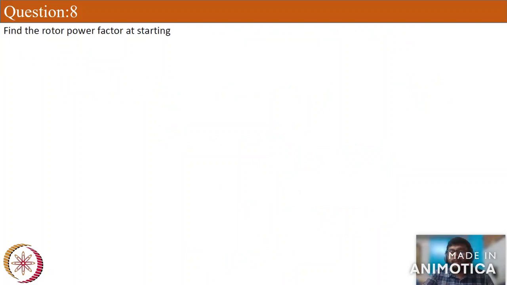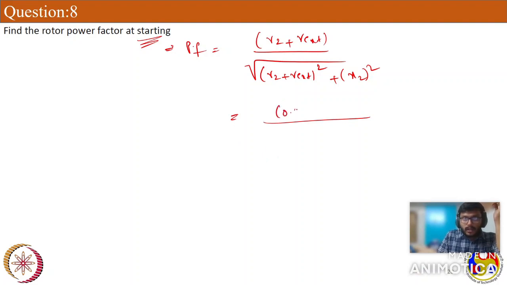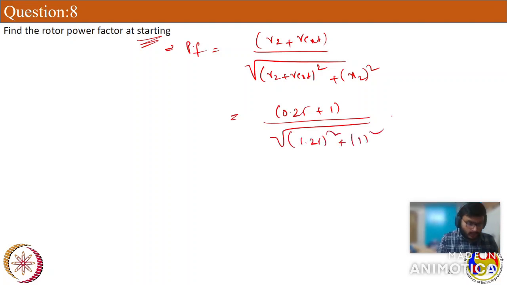Now let's see the power factor at the starting when we added the external resistance. Power factor is equal to the resistance part, that is R2 plus R external, divided by the impedance, the square root of (R2 plus R external) square plus X2 square. S X2 in fact, but S is 1 here at the starting. Now R2 is already 0.25. We have connected 1 ohm in the external circuit, and it is 1.25 square plus 1 square. Quickly calculate it, 1.25 divided by the square root of 1.25 square plus 1.